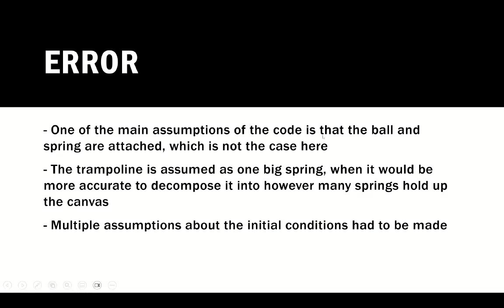So, errors: the code thinks the ball and the spring are attached, they're not. The trampoline is assumed as one big spring. It would be more accurate to decompose it into multiple. Multiple assumptions also have to be made about the initial conditions.